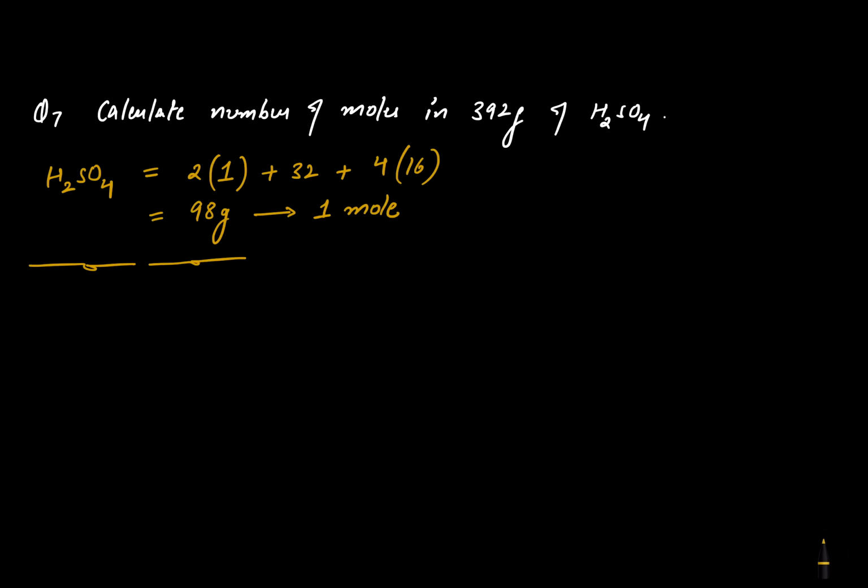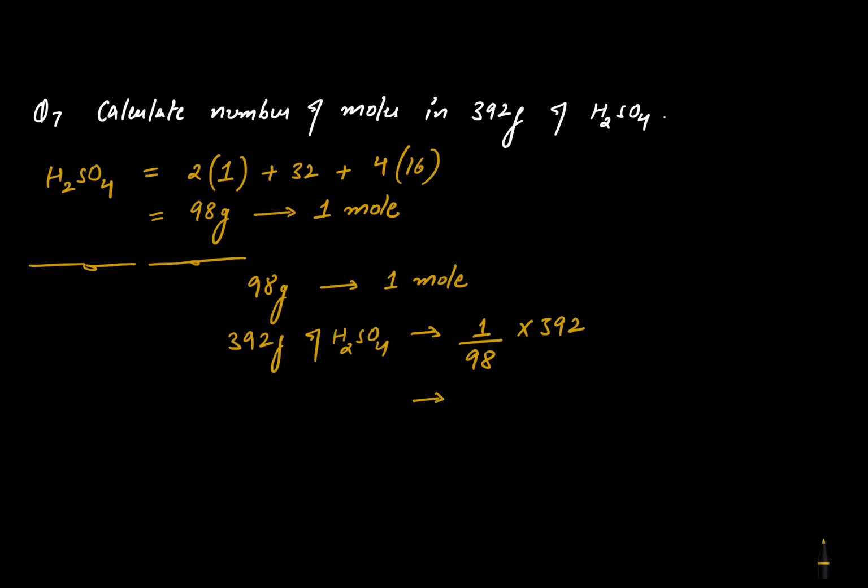So 98 grams of H2SO4 makes up 1 mole. Then 392 gram of H2SO4 will make 1 divided by 98, into 392. It comes out to be 4 moles.